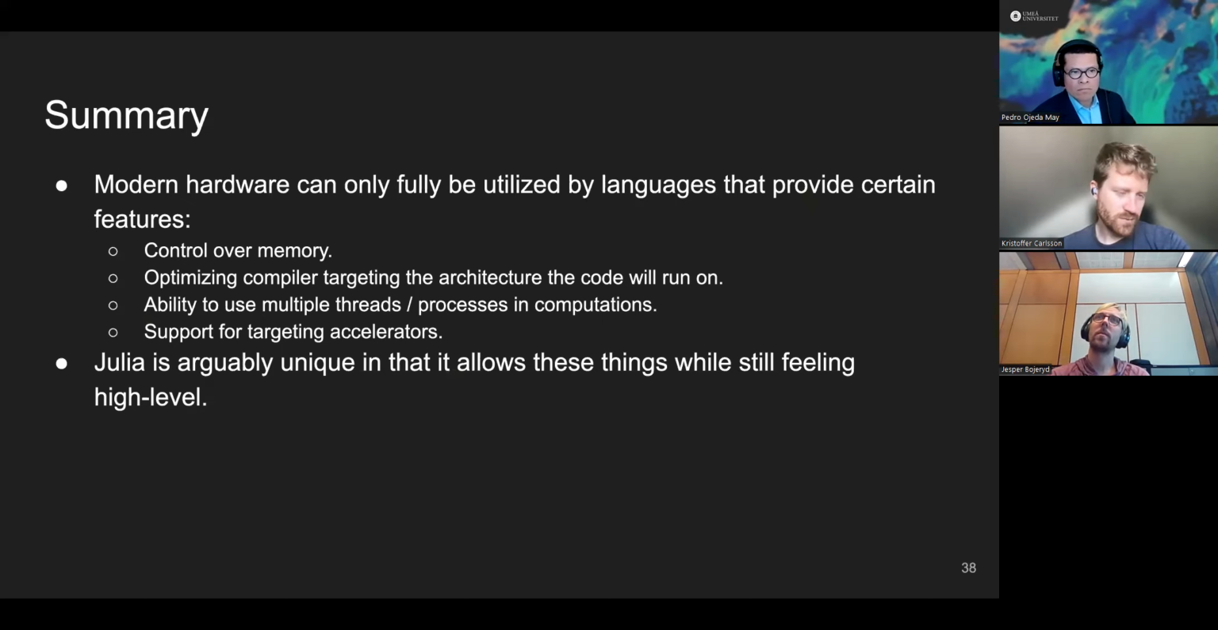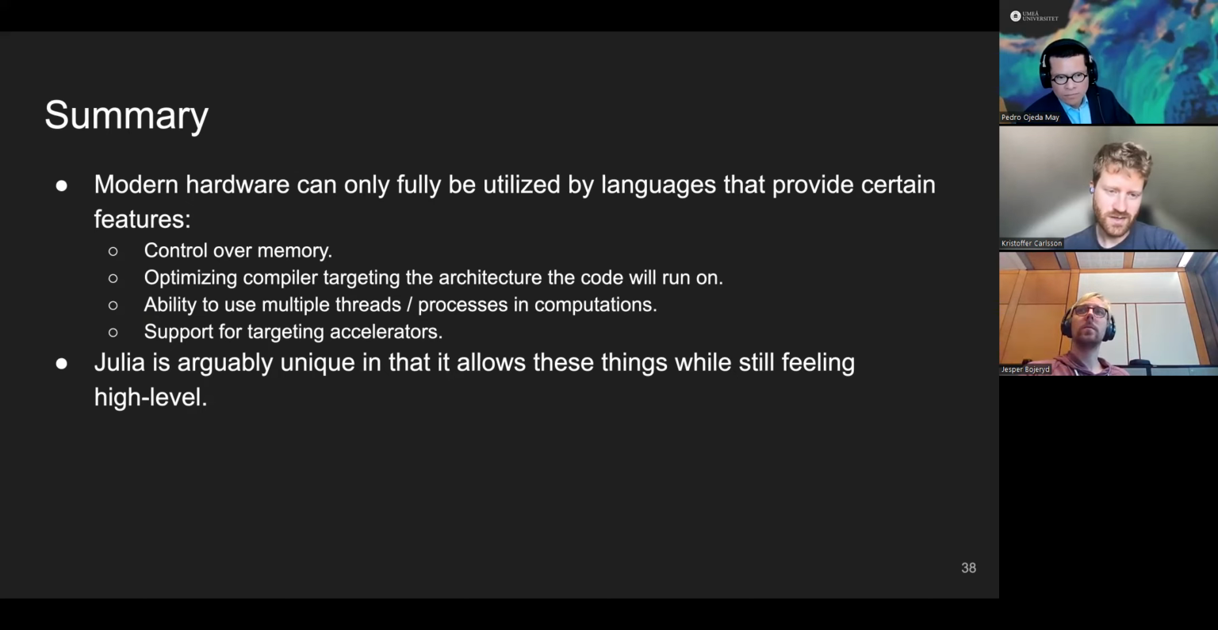So to do a little bit of summary then, modern hardware can only be fully utilized by languages that provide certain features. So you need to be able to control memory. You need to have an optimizing compiler that targets the architecture the code will run on. You want to be able to run multiple threads and multiple processes in your computations. And you also want to be able to target these accelerators or this custom hardware.